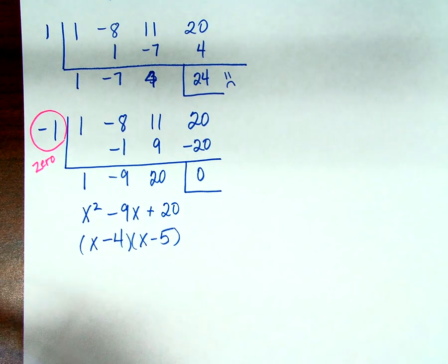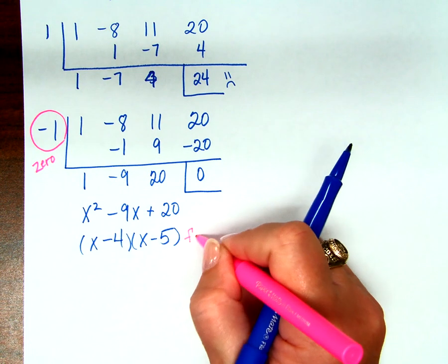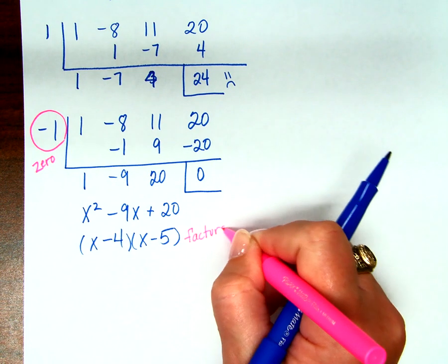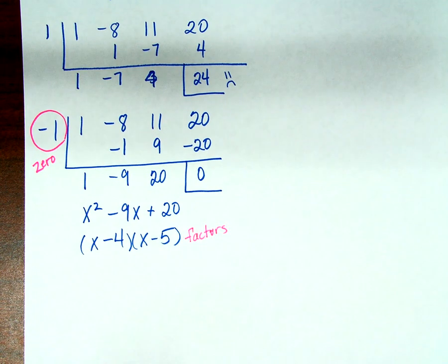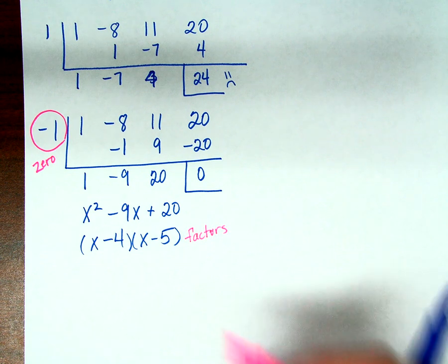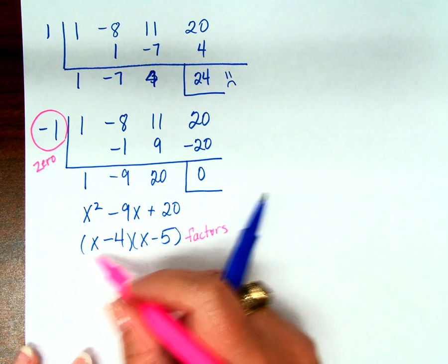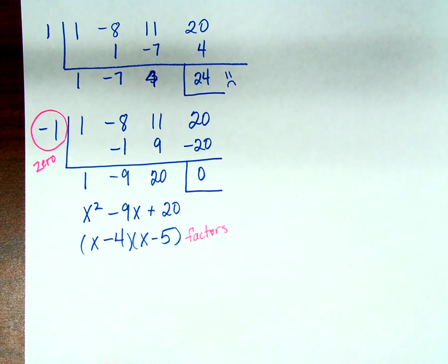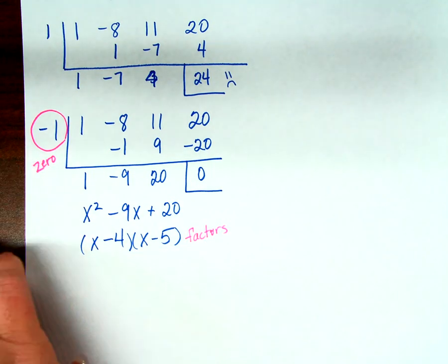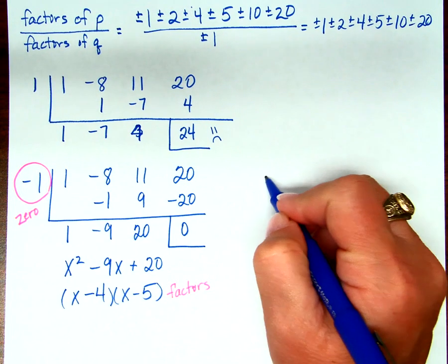So these are factors. And you're just going to have to be careful and look at the directions. Because do I want factors or do I want zeros? If I want factors, there's 2 of them. If I want zeros, here's 1 of them. So here's what we're going to do. We're going to list all the zeros.